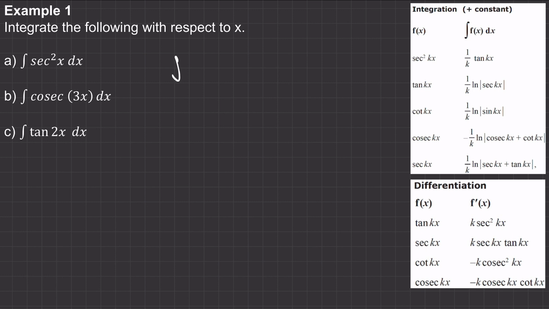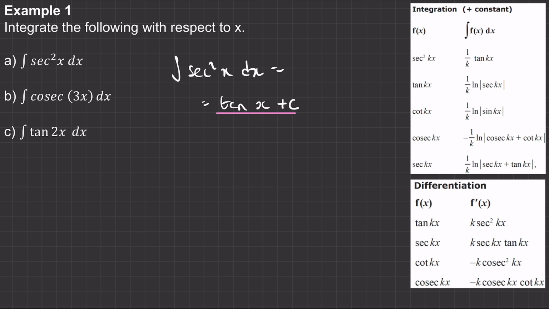So we're going to integrate sec squared x with respect to x. So you can see we have a standard integral. The integral of sec squared kx is 1 over k tan kx. And in this case, the k value is 1 because we just have 1x. So this will be 1 over k, which is 1, tan kx, or just x, plus the constant c. Okay, so this is our first integral.